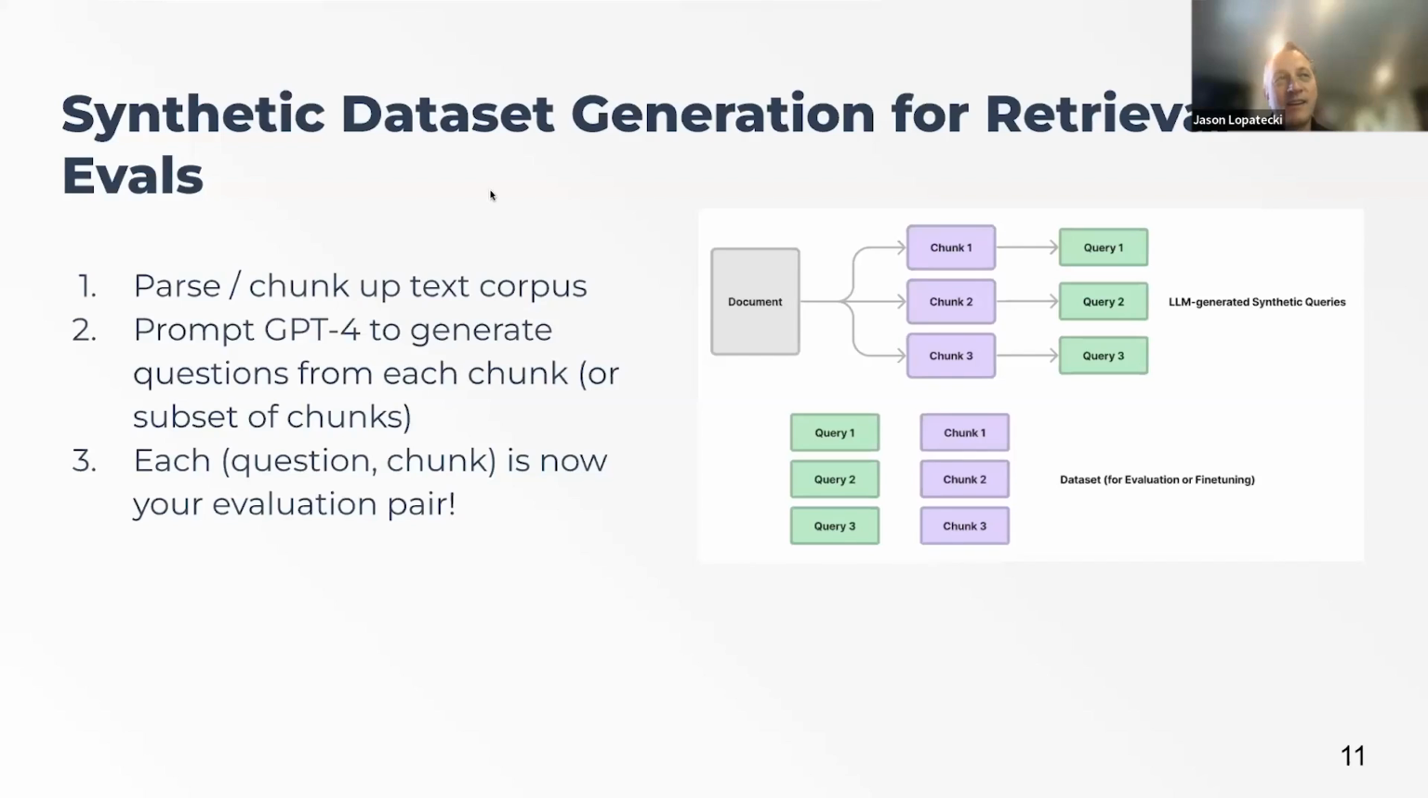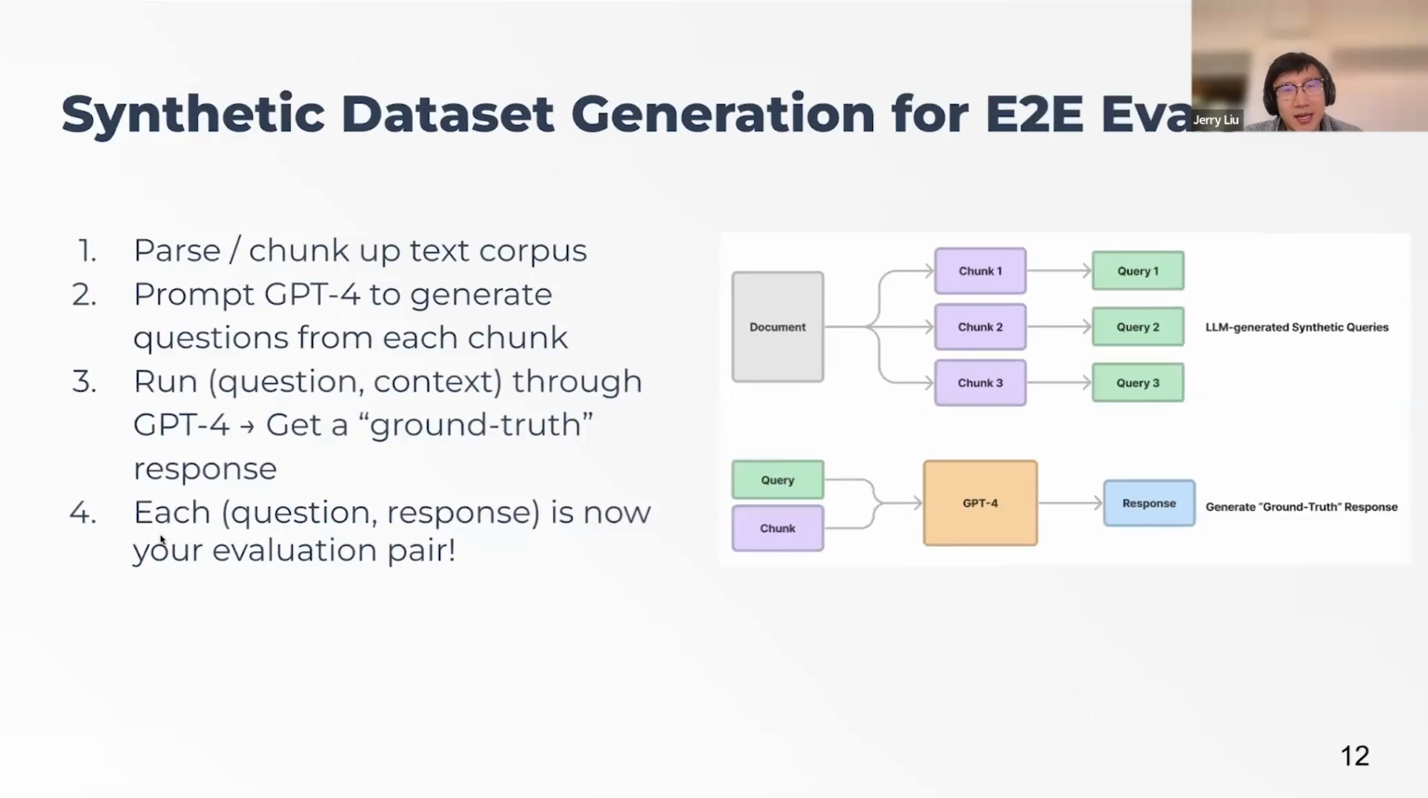Got it. Yeah, the next piece here is, if you go to the next slide, it's very similar, but this is just how do you generate query response pairs for end-to-end evals. To some extent, this can be an easier problem than just trying to benchmark retrieval evals.